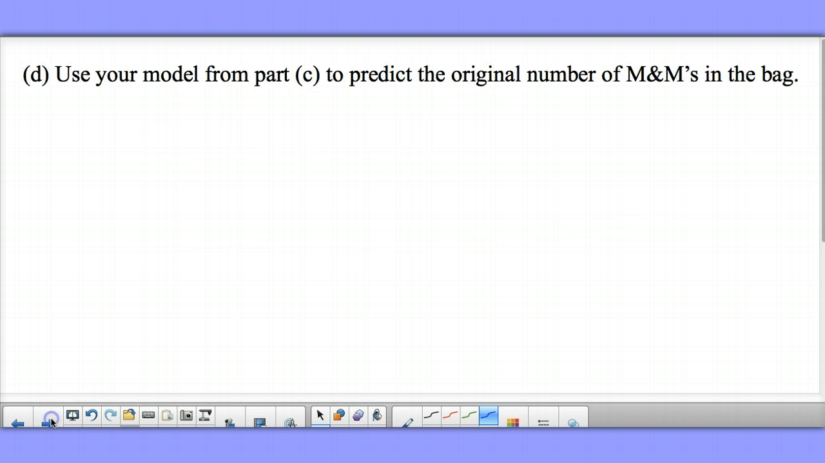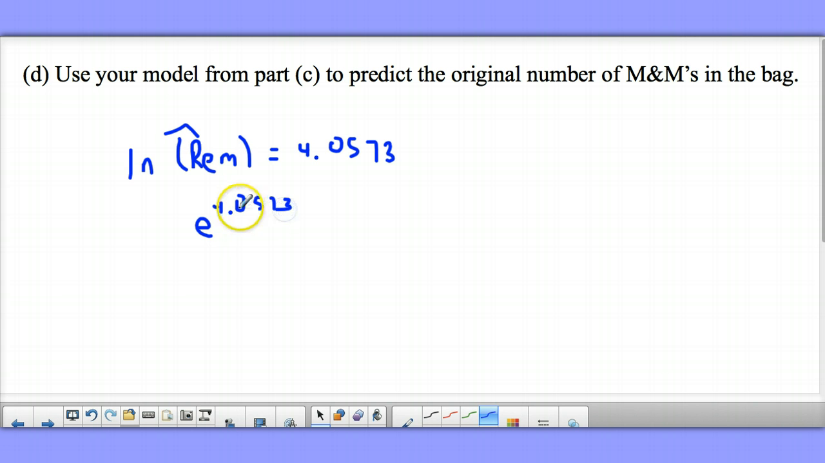Then I'm just going to have the natural log of the remaining, which in this case is what we started with, equals 4.0573. To change this from logarithmic notation to exponential notation, I'm going to rewrite this as e, don't want to forget my hat here, e to the 4.0573, and do that calculation on my calculator.